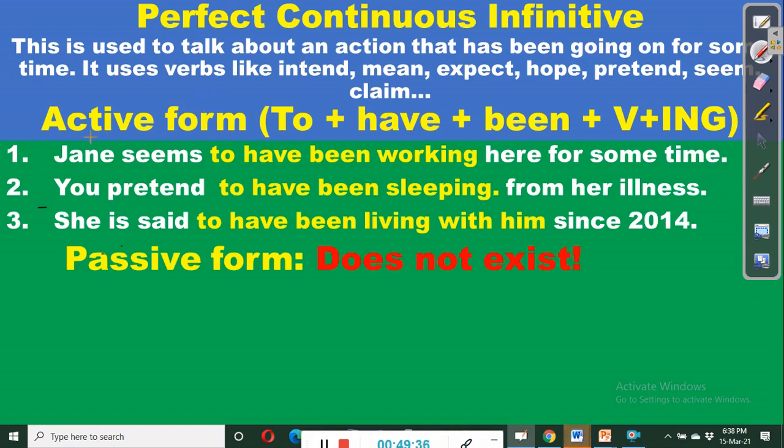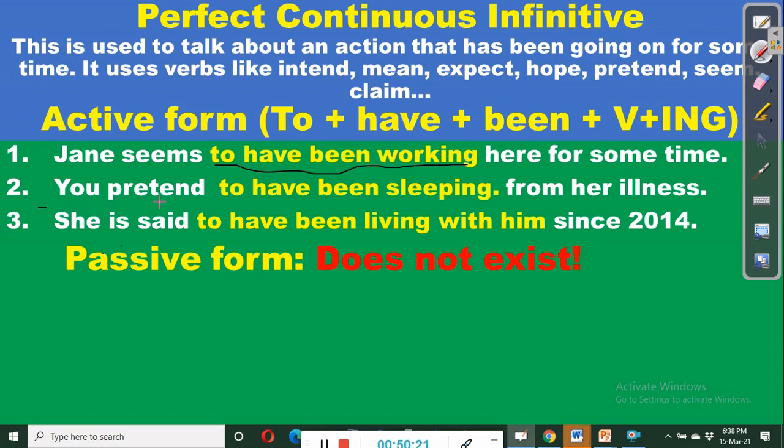But let's look at examples. As we said, it only has the active form. The passive form doesn't exist at all. Example 1. Jane seems to have been working here for some time. Now, the perfect continuous infinitive is to have been working. Look at the scenario. Jane started working somewhere, and she's still working there, and someone is talking about that, and you say Jane seems to have been working here for some time.